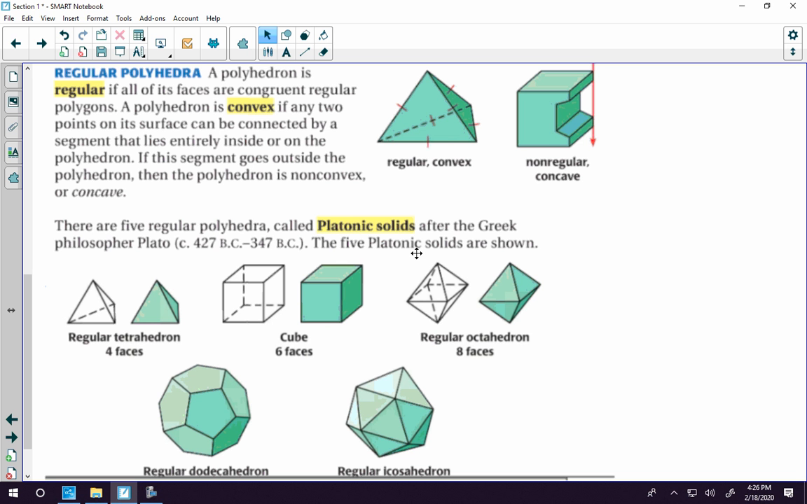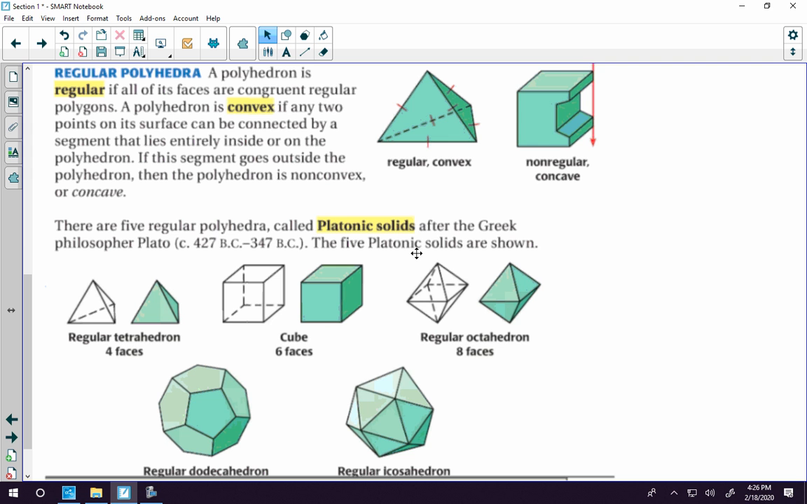Then we can get into the conversation on what it means for a polyhedron to be regular. If a polyhedron is regular, all of the segments or edges are congruent to each other. It's made up of regular 2D shapes to make the 3D shape.